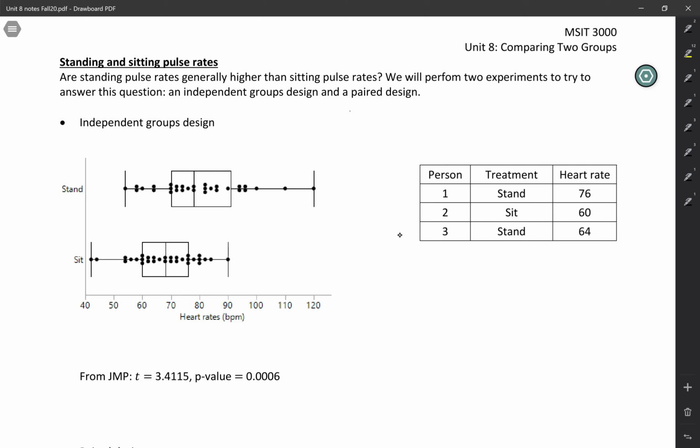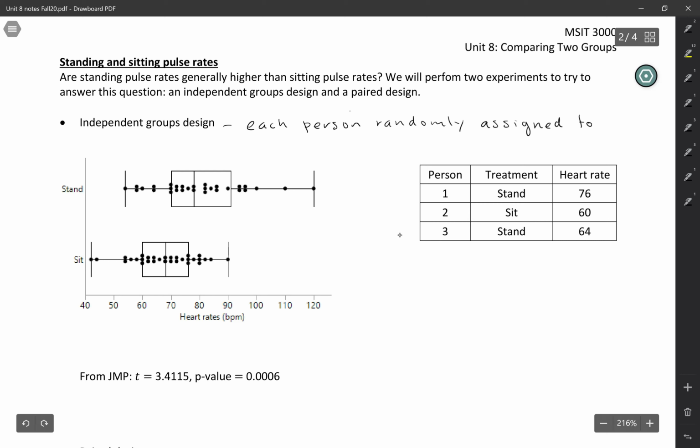So let's start with an independent groups design. With independent groups, as it sounds, the groups are independent, so there are separate people in the two groups. Each person is randomly assigned to one of the two groups. In this case, each person is randomly assigned to either sit or stand, and it's not the same people in the groups. There are no real connections between the people in the two groups. And at the end, we're going to compare the average heart rates to see if the people who were randomly assigned to stand have higher heart rates on average.